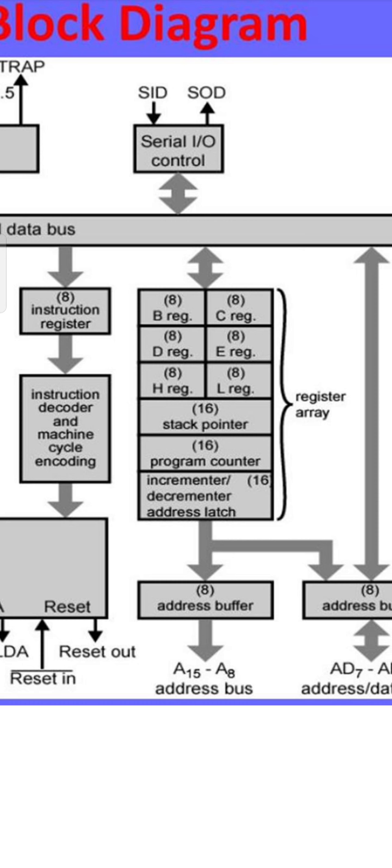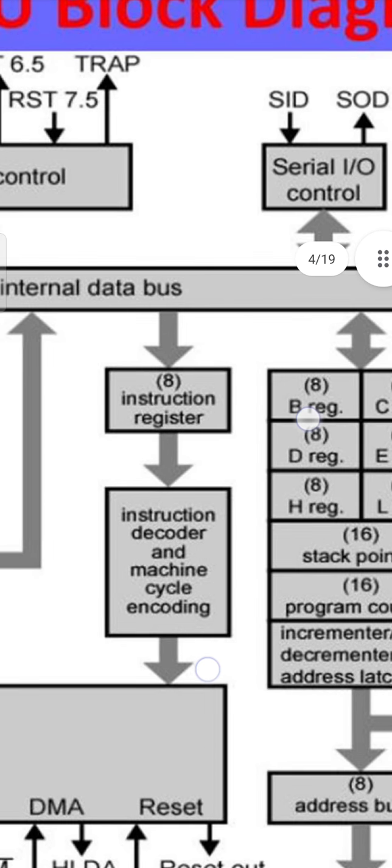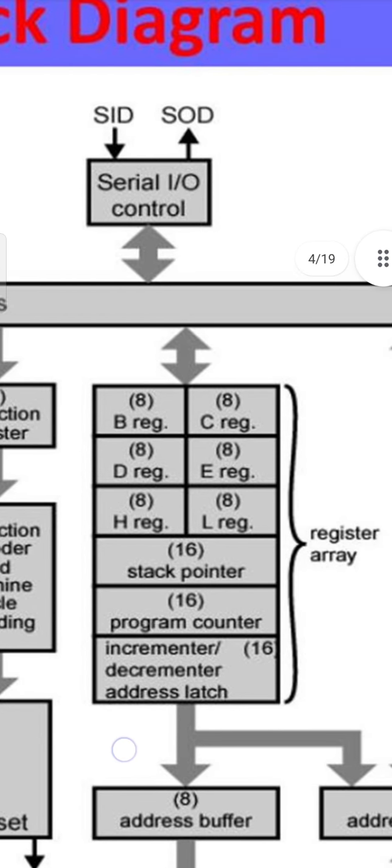So all the instructions which are coming from the programmer are stored in the instruction register. And from the instruction register, the instruction is passed to be decoded. It is given to the instruction decoder. Right? Now moving to the register array.